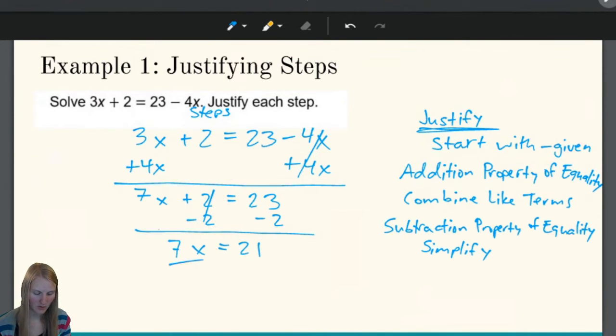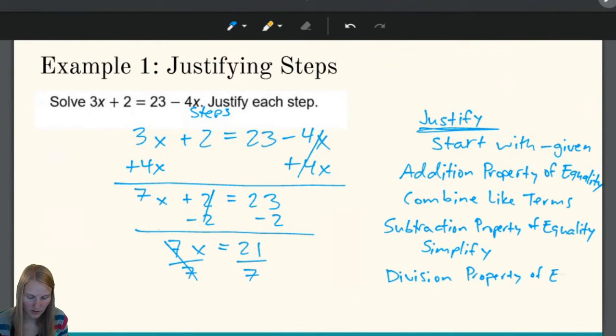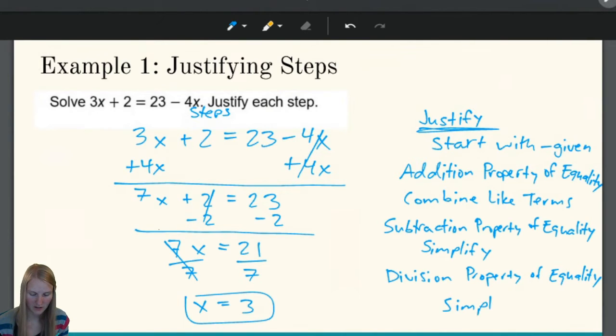And now to continue, I'm going to divide by 7 on both sides. Why am I allowed to do that? It's the division property of equality. Okay, and then I get x equals 3, and that, again, was just simplifying to get there.